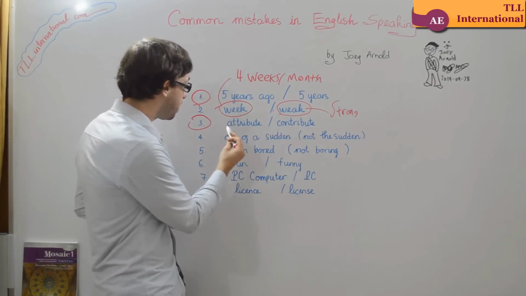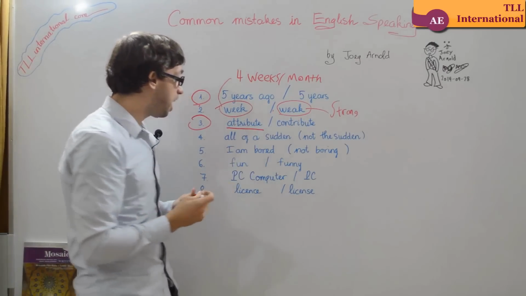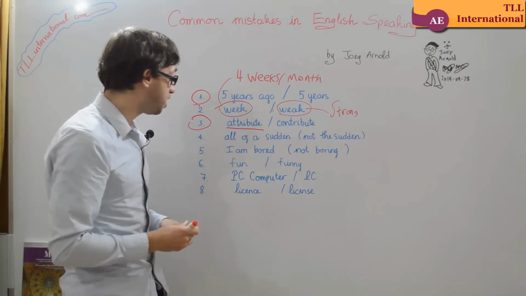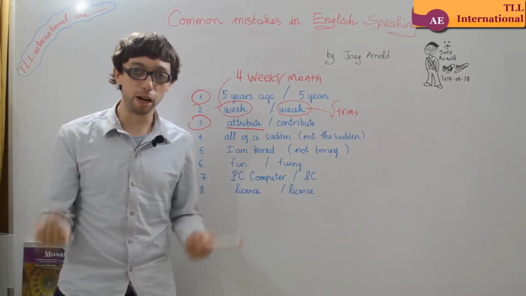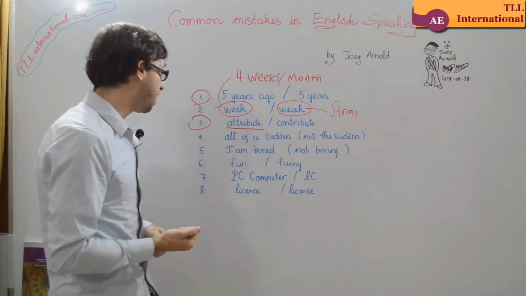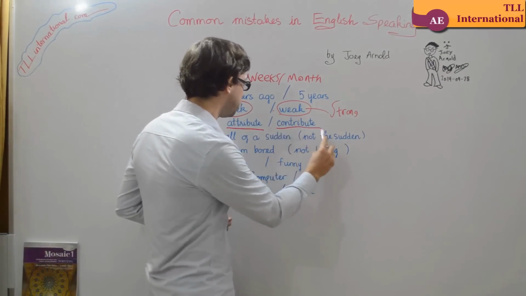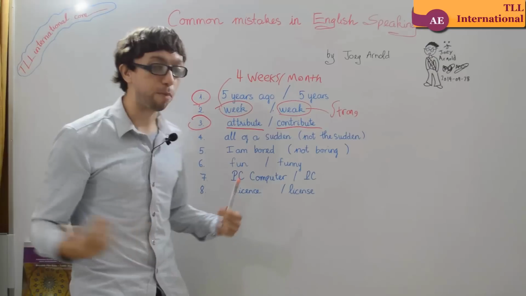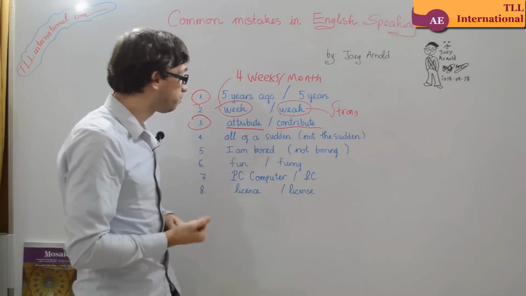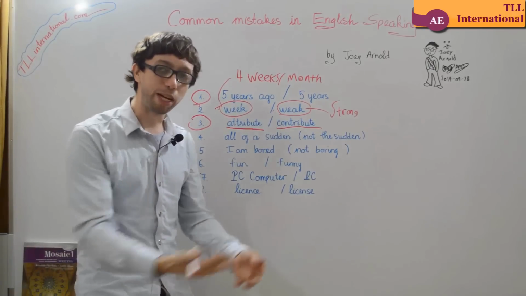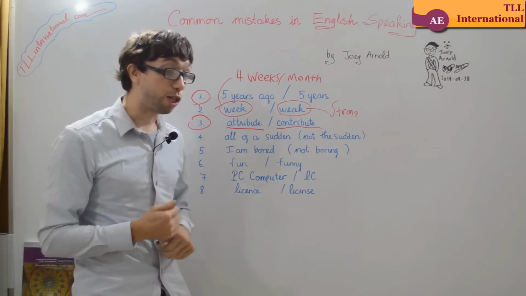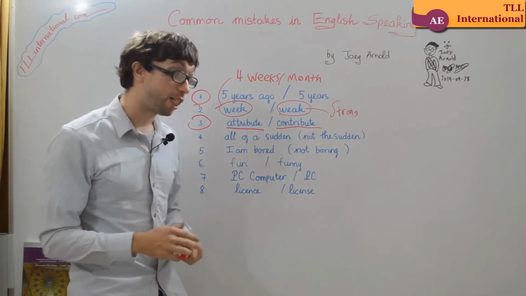Number 3, attribute and contribute. The difference here is the first one, attribute, has to do with your abilities and who you are, what you can do, your character, what you have to offer, to bring onto the table. And the second one is similar, but it's only talking about what you're doing, what you're giving. Like you can give somebody money, you can give somebody books, you can contribute your time, your services.